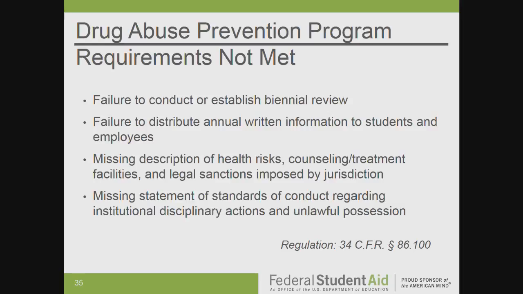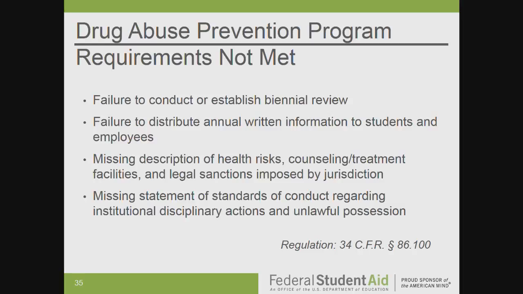Secondary to that is the biannual review. This is an area that most schools do tend to come up deficient with, and you have to conduct a biannual review to determine the efficiency of the program and the effectiveness. You have to include the data and the methods used to support those conclusions.